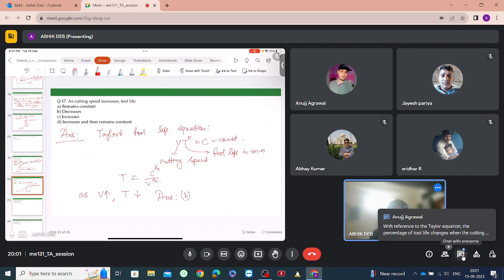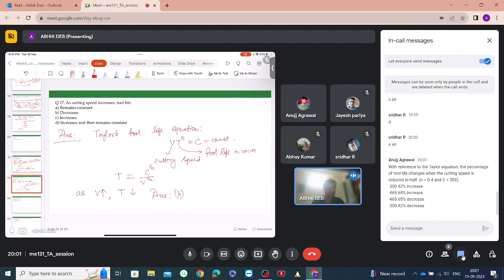What have you written? With reference to Taylor's equation, the percentage of tool life changes when the cutting speed is reduced to half. Sir, can you explain this question? What is this question? With reference to Taylor's equation, the percentage of tool life changes when the cutting speed is reduced to half. n is 0.4 and C is 300. So what are you trying to find here?